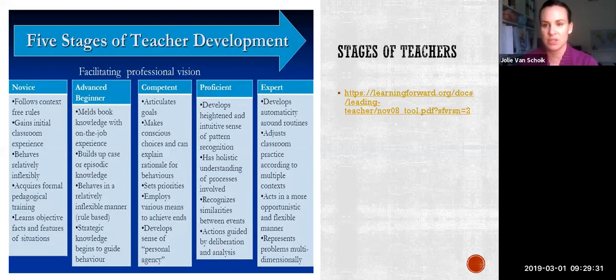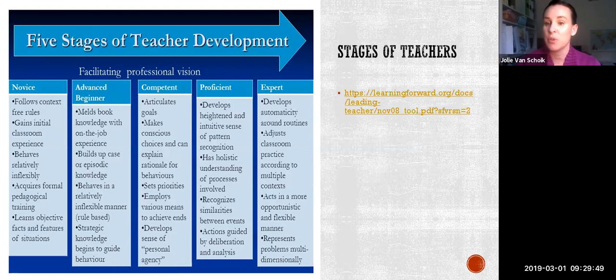I've talked about the stages of teachers before, and I want to touch back onto it because I do think it's a really important thing for us to understand. And it is going to be part of some online work that you're going to do as well. So our stages for teacher development are very similar to our stages of child development as well.